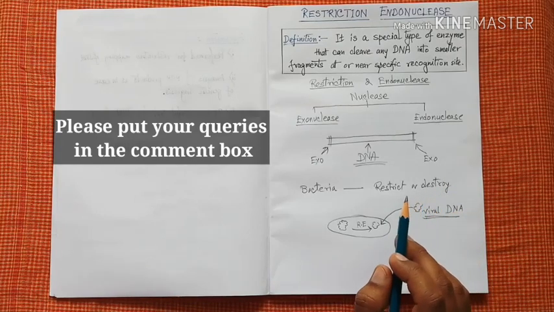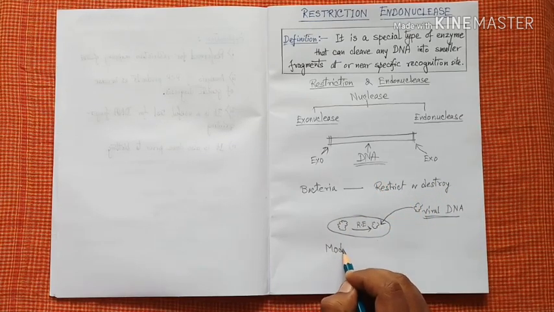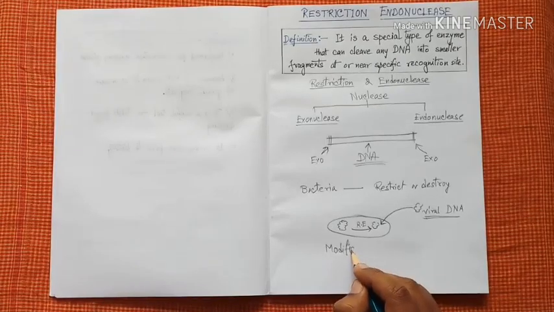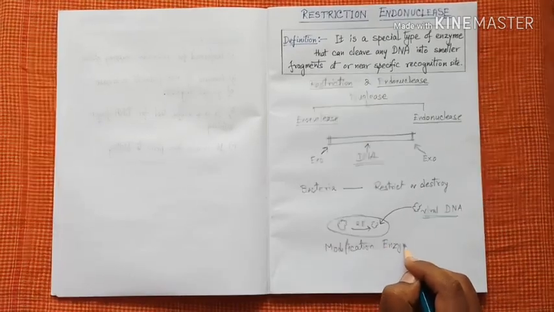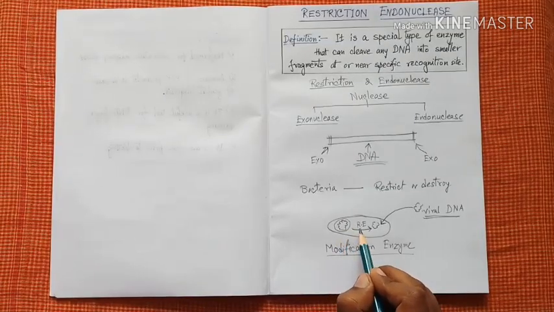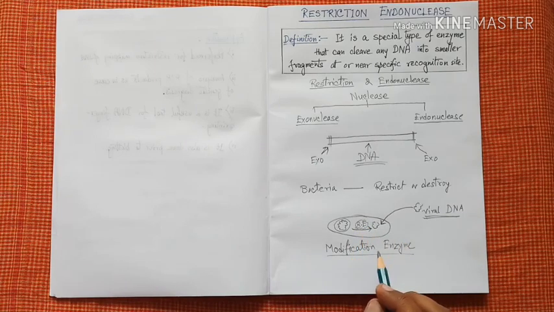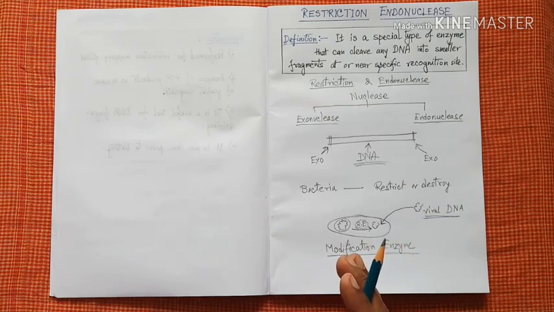But at the same time we have to know about the activity of another group of enzymes known as modification enzymes. What is this? These are a group of enzymes that actually prevent the destruction of the bacterial own chromosome by the activity of restriction endonuclease or restriction enzyme. So these enzymes actually bind with those sites in the bacterial DNA where restriction endonuclease may create a cut. So this is the basic concept of restriction endonuclease or restriction enzyme.